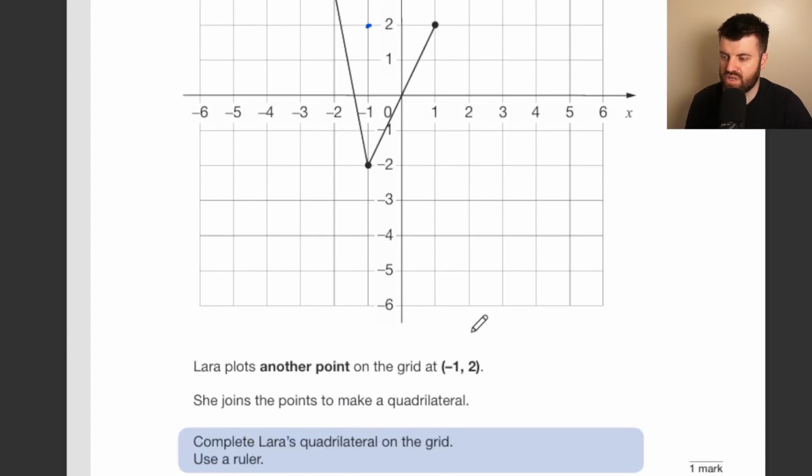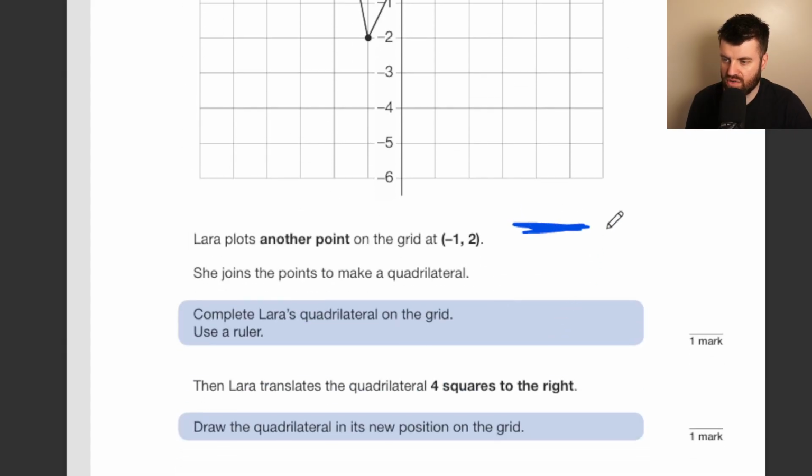Something to remember with coordinates. We go along the x-axis first, along the corridor, then we go up the stairs. Okay. You can play Xbox before you have your yogurt. X-axis before y-axis. Simple as that.